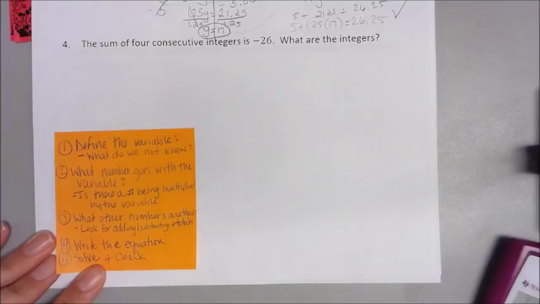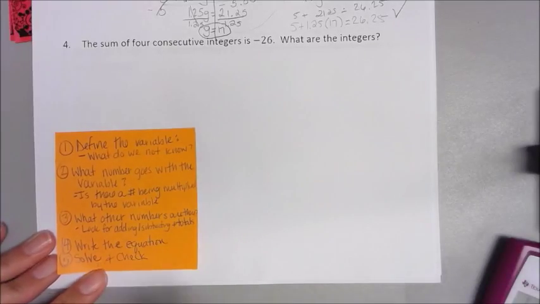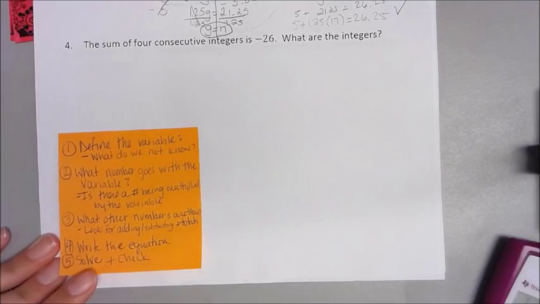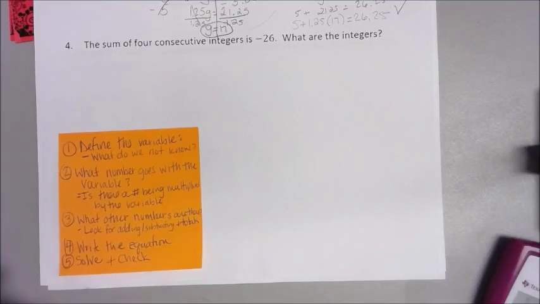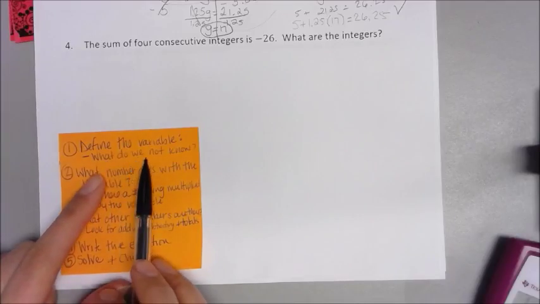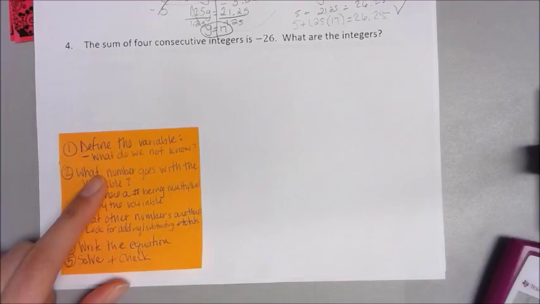We're going to look at a second example. I'm just going to go down to problem number 4 on lesson 9 still, so the problem right below it. And it says the sum of 4 consecutive integers is negative 26. What are the integers? So I'm going to go back to my steps here and see what we have. Define the variable. So what do we not know? Well, we don't know what the consecutive integers are. We don't even know what one of the consecutive integers are.